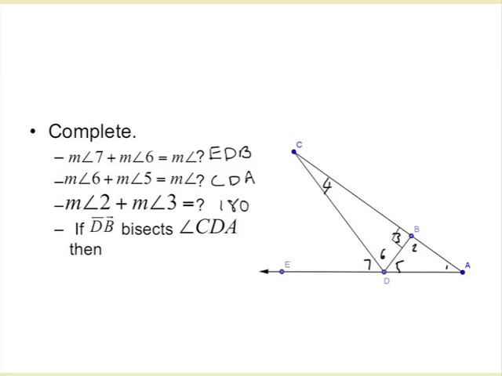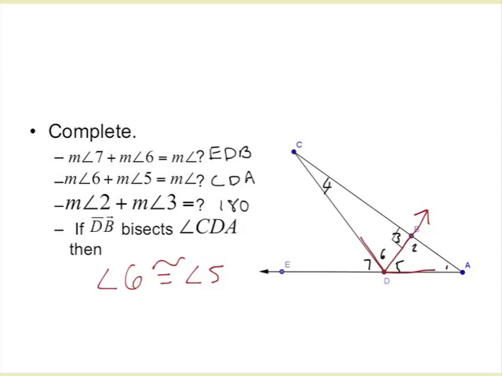If DB as a ray bisects angle CDA, then what would be true? What does it mean to bisect? Go directly in the middle. So what would be true about something in that picture then? Angle 6 and 5 would be equal. Angle 6 and angle 5 would be congruent to each other.